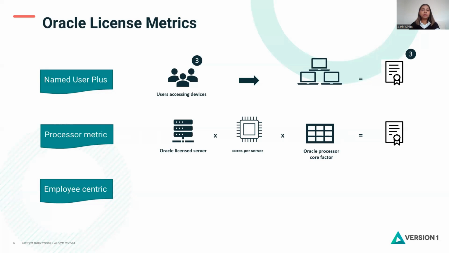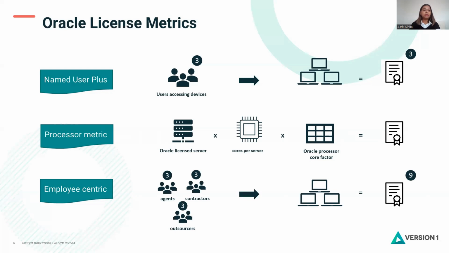The formula would give you the number of licenses required. In simple words, we can say the more Oracle installed servers you have, and the more cores per server are present, the more licenses you would require. Then the most important one is the employee-centric metric.